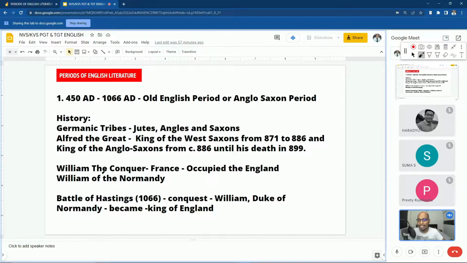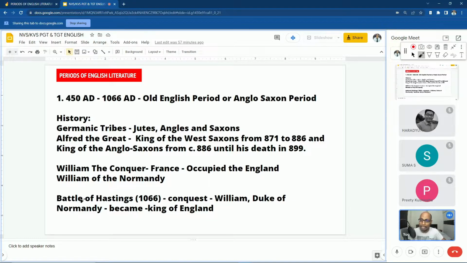His name is William of Normandy, but he got the title William the Conqueror. He came from France after the Anglo-Saxons. William the Conqueror occupied England, and he is William of Normandy.